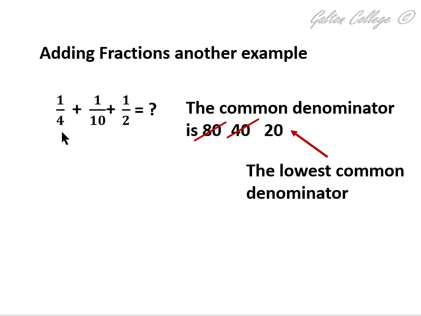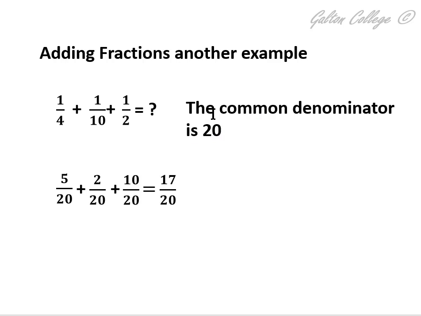So we don't just, like I said earlier, multiply the denominators together and take that as the denominator for the added up fraction. We try to find one which is more efficient, and this one is. 80 would work, 40 would work, but 20 is a good one. 20 is the smallest. Now let's do it.